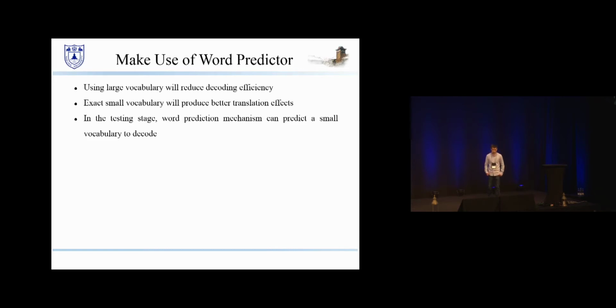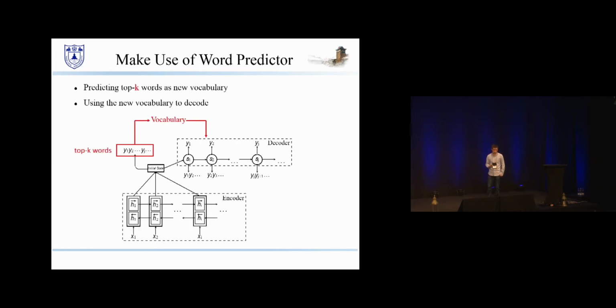So in the testing stage, we could use our word predictor to generate a small and exact vocabulary and use the new vocabulary for translation. If the prediction is accurate, the translation quality will not be affected. The specific procedure is as follows. After the encoding stage, we use the initial state and the word prediction to predict top keywords and use the top keywords as the new vocabulary for decoding. In the experiments part, we will demonstrate the word predictor's performance is high enough to extract an exact vocabulary.